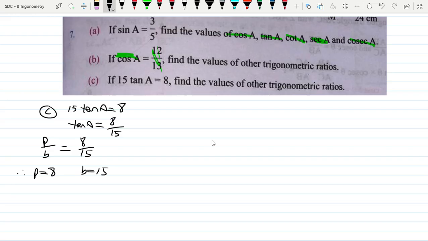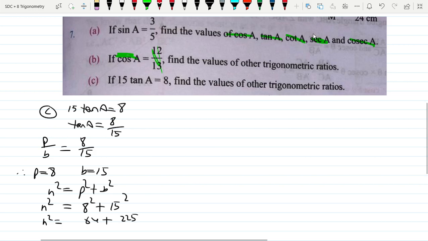And a hypotenuse is not given, is it? That we have to find by using the Pythagoras theorem. So let's use the Pythagoras theorem. X square equal to p square plus b square. Hypotenuse we need to find. Perpendicular we are already given 8, base we do have 15. So x square equal to 8 square 64, 15 square 225.